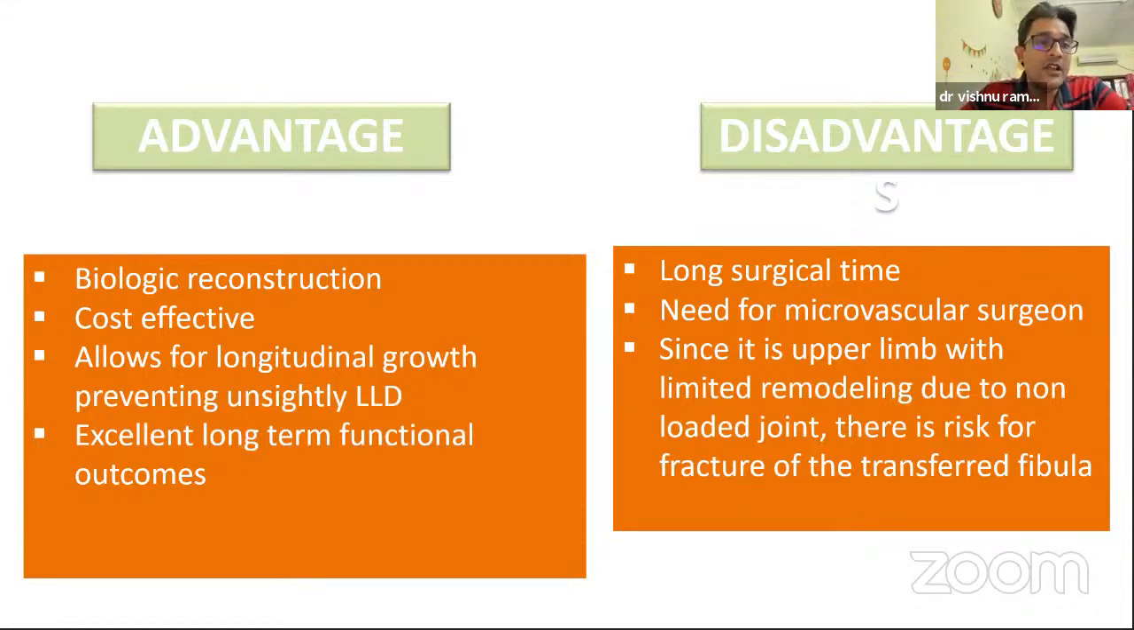It's pretty cost effective. It allows for longitudinal growth, prevents unsightly limb length discrepancy, and gives excellent long-term functional outcomes. Disadvantages include long surgical time and the need for a microvascular surgeon. And since it's the upper limb with limited remodeling, because of the non-loaded joint, there is a higher risk of fracture. Most of the papers have demonstrated a fracture of the fibula, but all of them united without any problem, and they continued to grow as well.